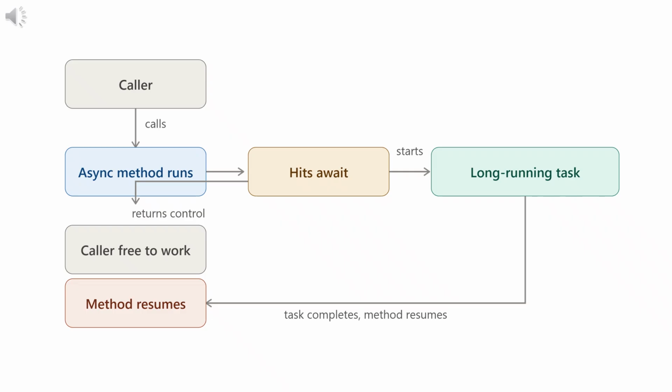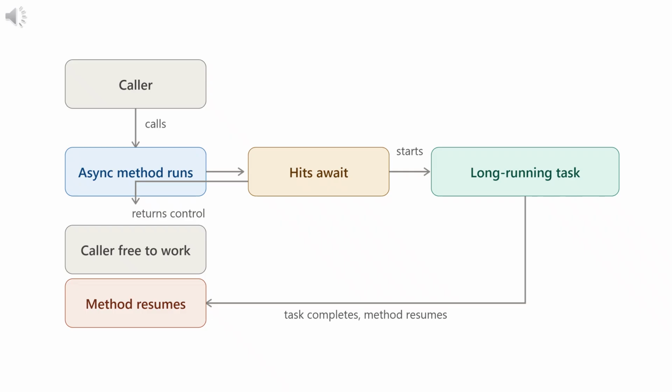3. Returns control to the caller. Here's the key behavior of await. Instead of blocking the thread while waiting for that task to finish, the method immediately returns control back to the caller, shown by the returns control arrow going down from async method runs. This is what makes async programming non-blocking. 4. Caller free to work. With control back in its hands, the caller isn't stuck waiting. It can continue doing other things, handling more requests, updating the UI, etc., while the long-running task runs in the background.